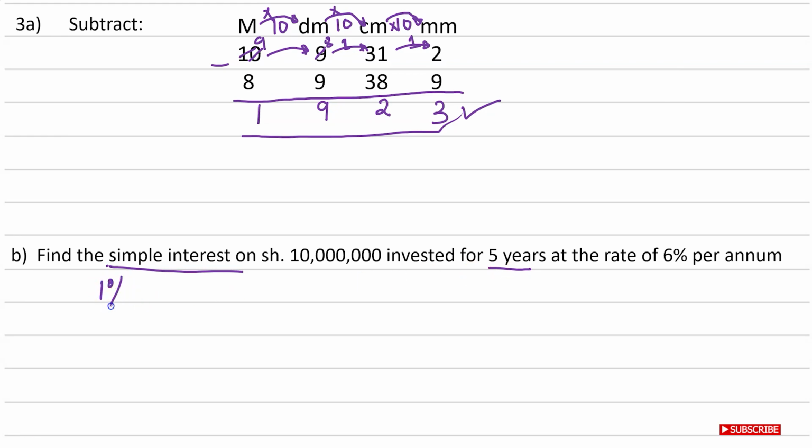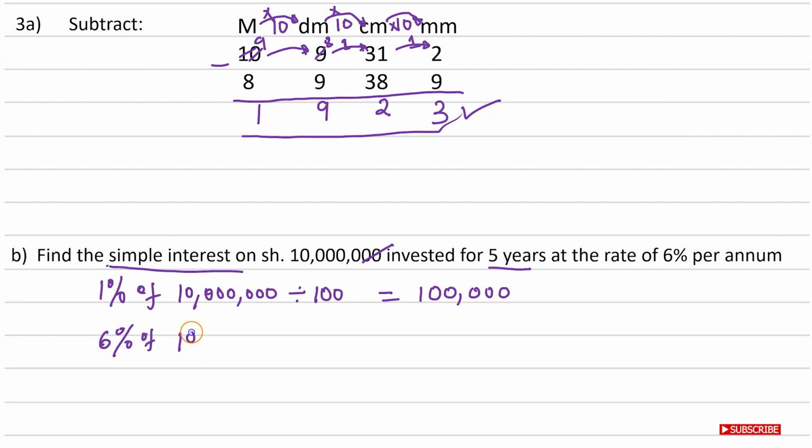So 1% of 10 million. What do we need to do? We need to divide by 100. So we need to divide this number by 100, which is going to give you 1, 2 zeros will go. So now you have 1, 2, 3, 4, 5 zeros. So you will get 100,000.